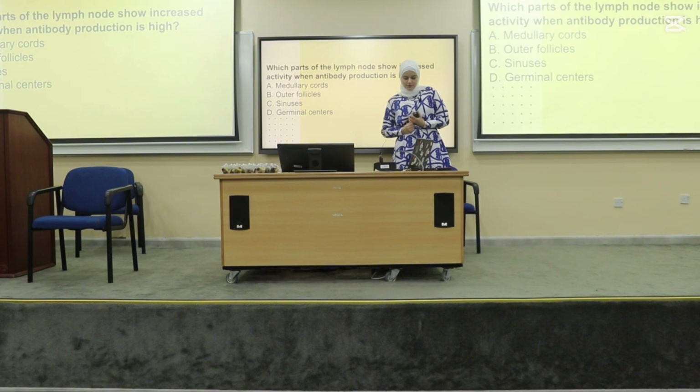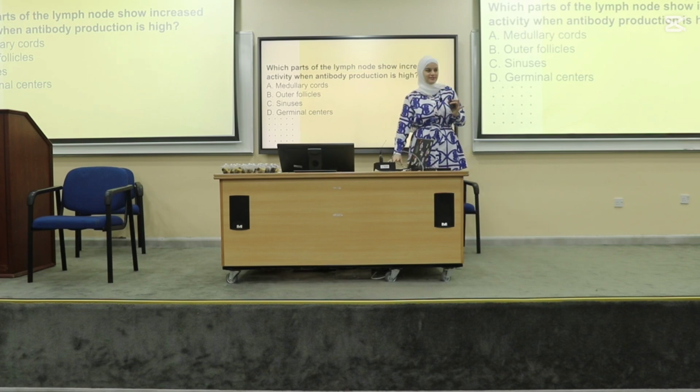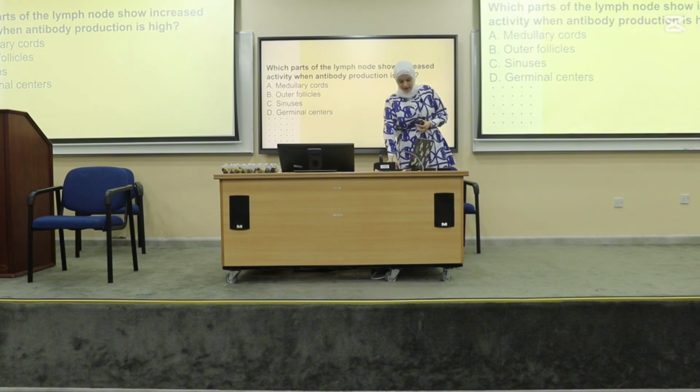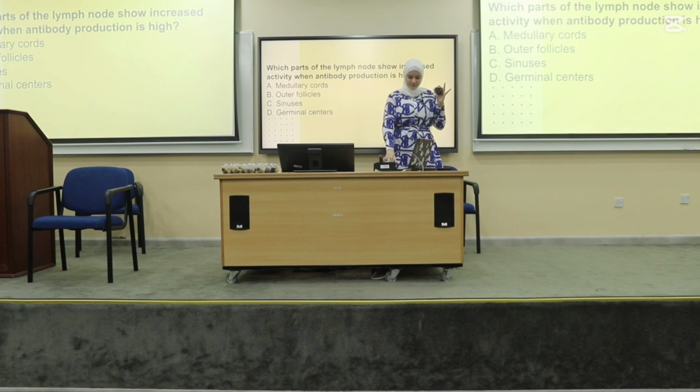Which parts of the lymph node show increased activity when antibody production is high? I just mentioned it. Okay. D? Yes, germinal centers and follicles. Here you have outer follicles and you have germinal centers. Why is it not B? Because germinal centers are specific for B cells. The follicle has germinal centers, but it's not only germinal centers. Germinal centers are the ones specific for B cells, where antibody production is high.